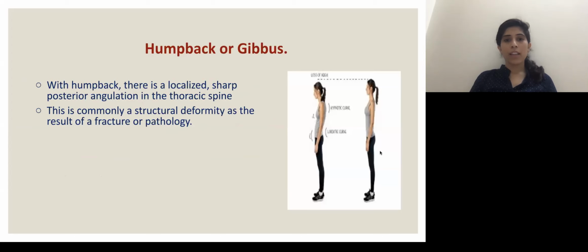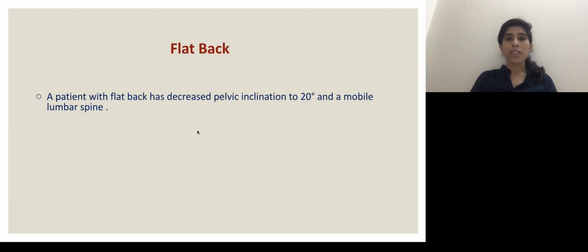Then humpback or gibbous. With the humpback, there is a localized sharp posterior angulation. Here you can all see a localized sharp angulation which we can find easily. As a result of fractures or pathology, this type of deformity will develop. Other is the flat back deformity.